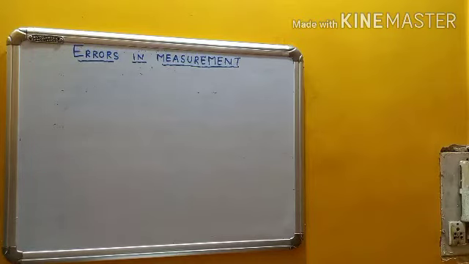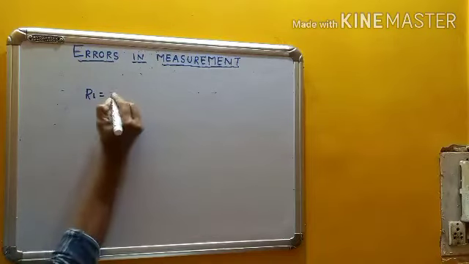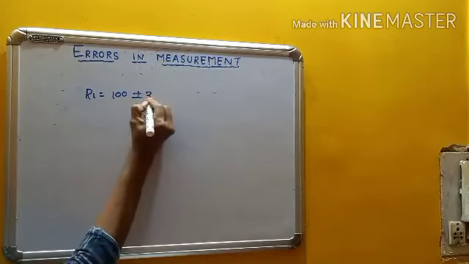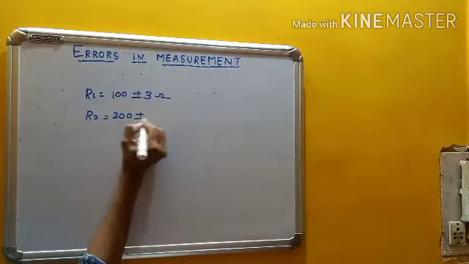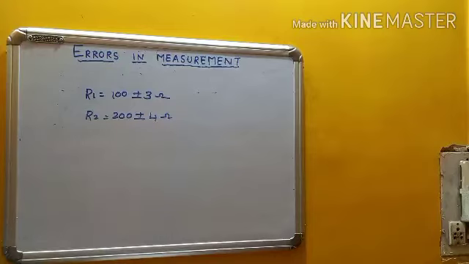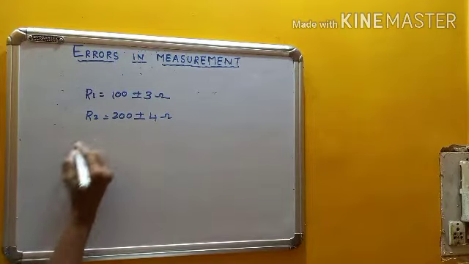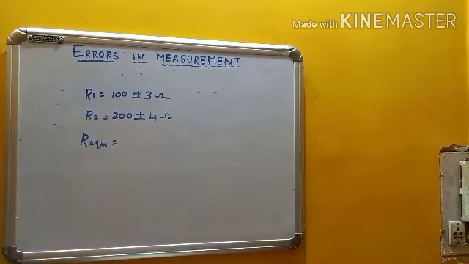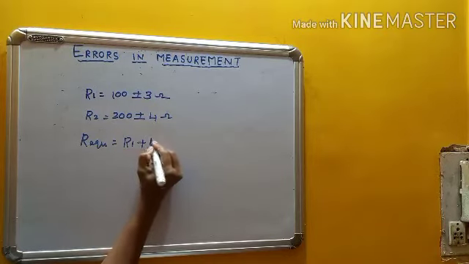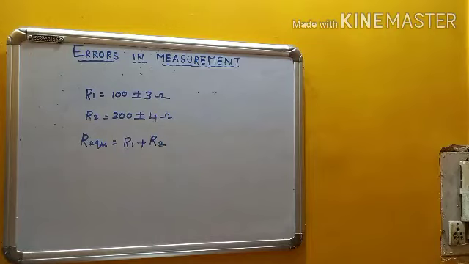Now as per the first question, consider two resistances are given. R1 is given 100 plus minus 3 ohm. And R2 is given 200 plus minus 4 ohm. The question is to calculate the equivalent resistance when they are connected in series. So in series combination, in class 10 you have studied the formula. Equivalent resistance is equal to the sum of individual resistance, R1 plus R2.